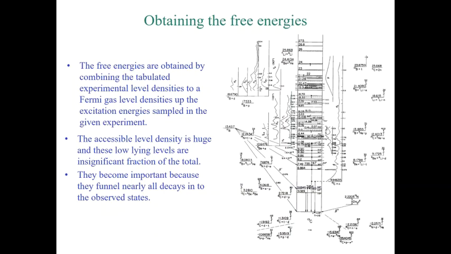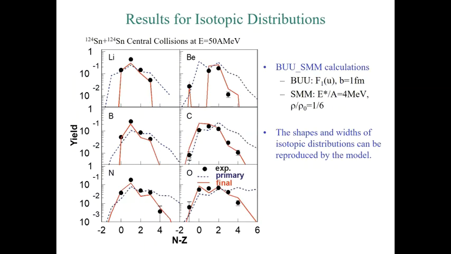Now, why do you care? Because this is a small amount of the total phase space. You care because every single decay goes through these little low-lying levels. What you measure depends on what it decayed from. So putting this in the code is tedious, but it's absolutely essential.